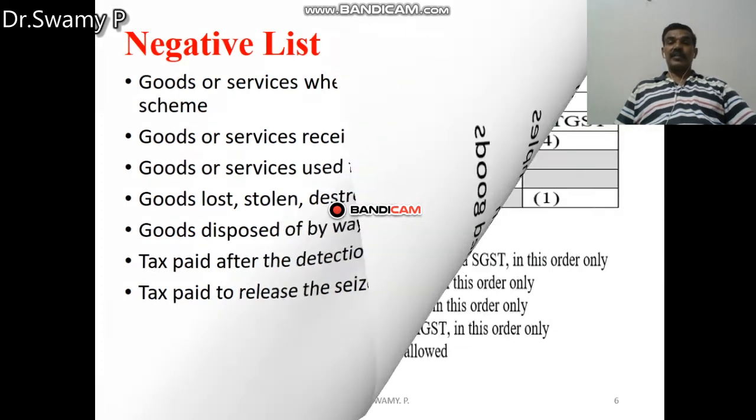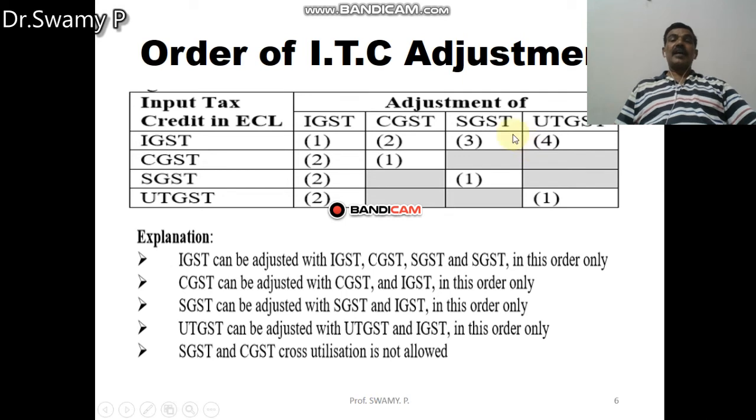So let me go to the next aspect, the order of ITC adjustment. I told you input tax paid will be deducted out of output tax. Then there are two types of transactions basically: one is intrastate supply and the other is interstate supply.